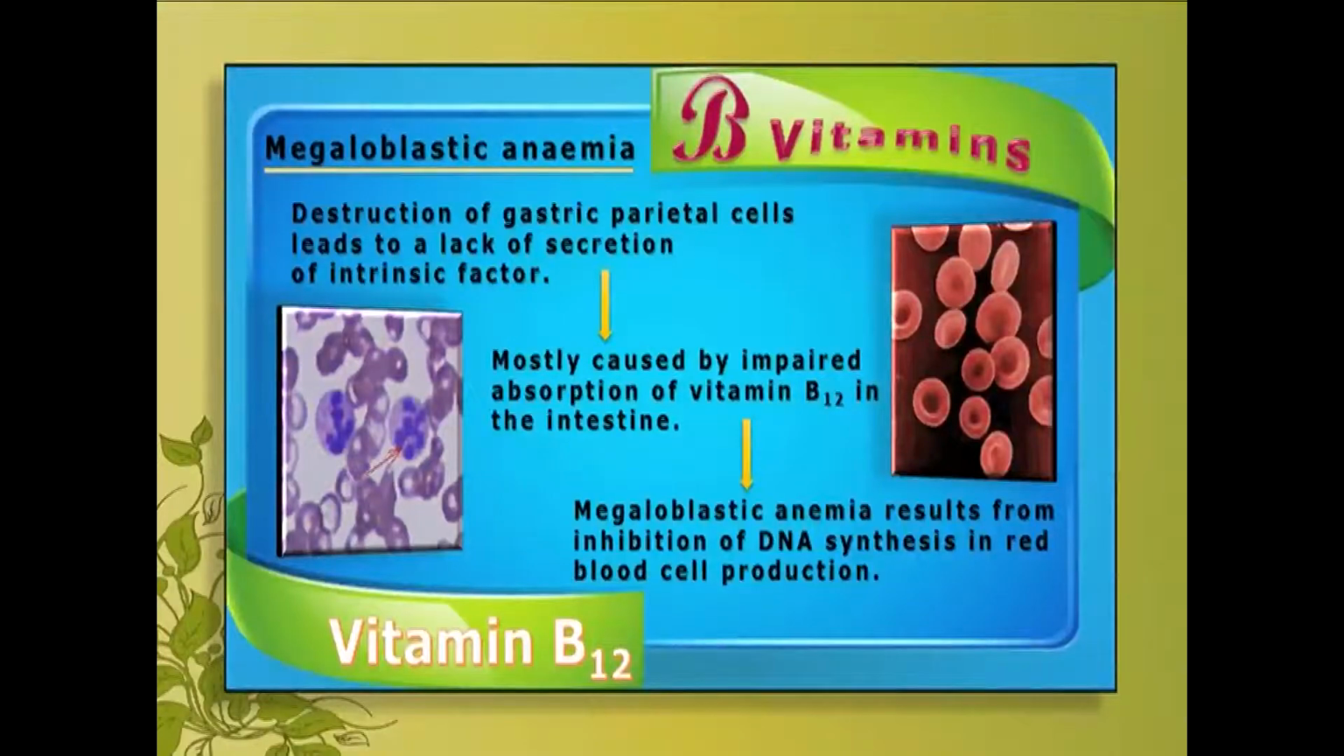Now, megaloblastic anemia is a disease where immature and large-sized red blood cells come into circulation. They are not so rich in hemoglobin, and the white blood cells also show a multilobulated nucleus. Megaloblastic anemia can also result from destruction of the gastric parietal cells, and once these are destroyed, the secretion of intrinsic factor is impaired, and this leads to impaired absorption of vitamin B12, which causes megaloblastic anemia.